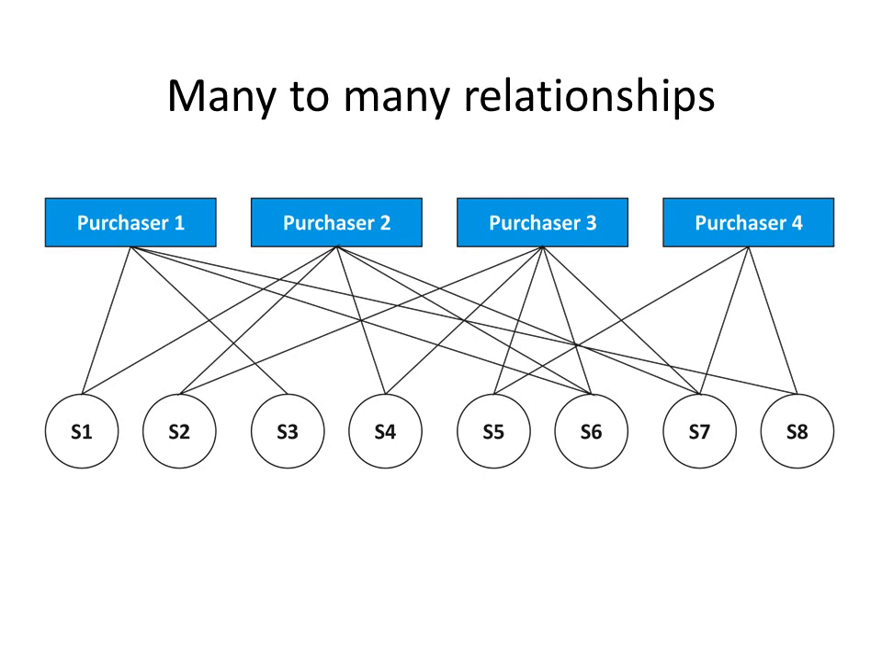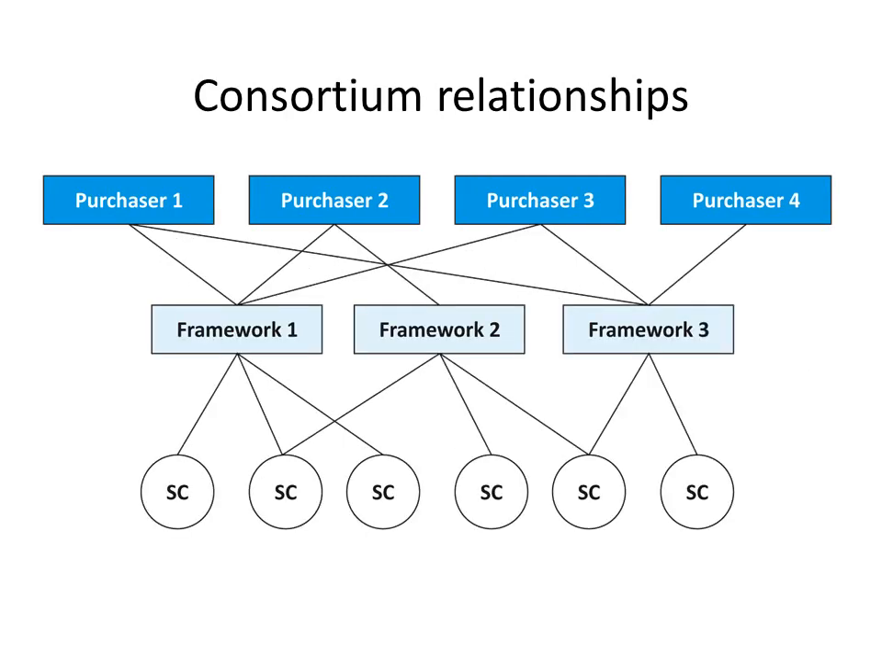And we can see there the complication when we've got suppliers dealing with many purchasers and a whole range of relationships. But consortium relationships simplify the number of relationships, where frameworks can be set up by the consortia, and the purchasers now only deal with the framework agreements which have been set up with the various suppliers.